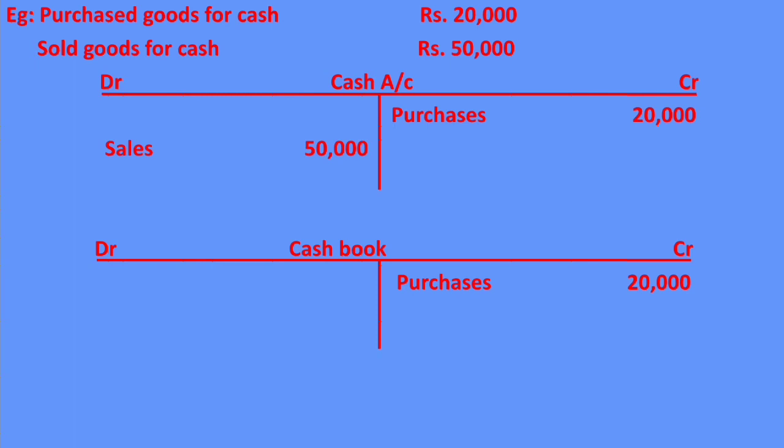Now this transaction also we can record in the cash book. Sold goods for cash means sold goods and received cash. It's a cash receipt, so we have to record it on the receipt side of the cash book, that is the left hand side. Here the amount is received from sales. Then on the receipt side we write sales 50,000.